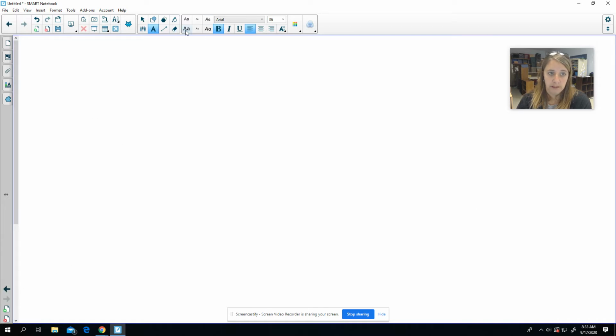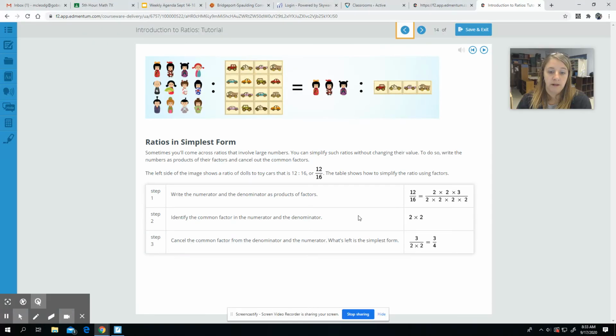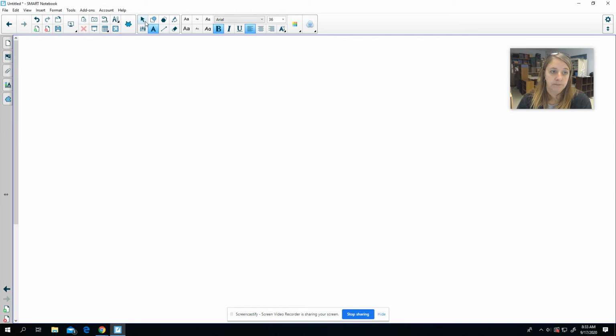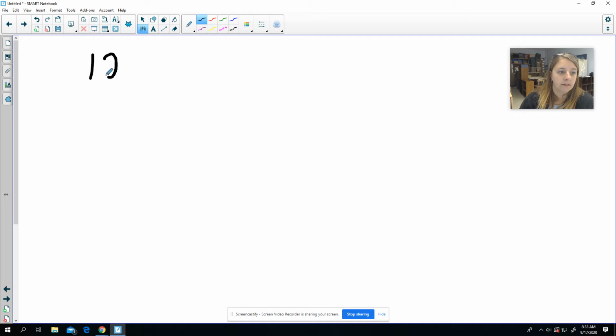Moving forward, let's go ahead and take a look at how they got that prime factorization of 12 and 16 here, of 2 times 2 times 3 and 2 times 2 times 2 times 2. So we're going to go over here. Let me find my writing tool. All right, so if we have 12 over 16, this is our ratio.